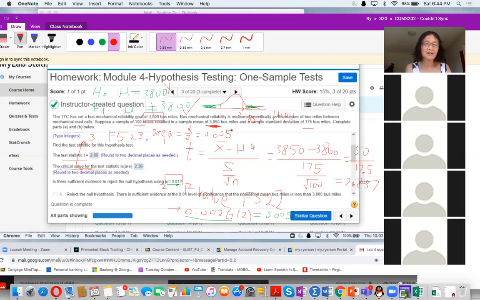Okay, so 0.005. Typing into your calculator. I'm not sure if you can see my calculator here. Yeah. Okay. Area 0.005. And after that, degree of freedom is 99. Degree of freedom is 99. Okay. And then you press EXE.